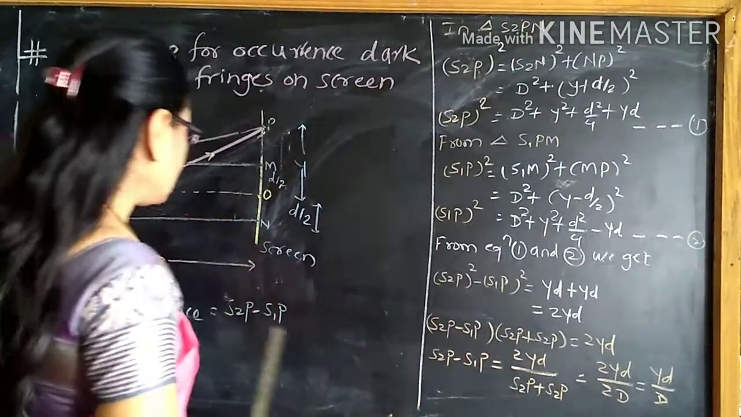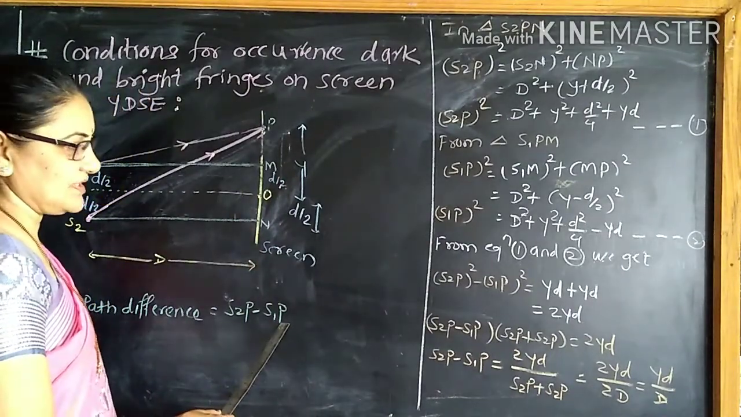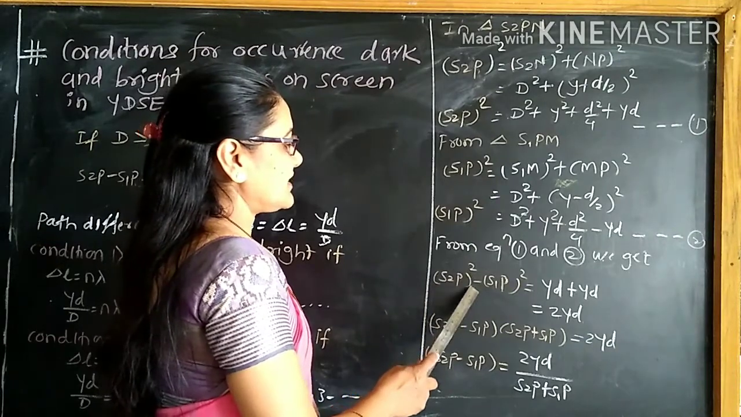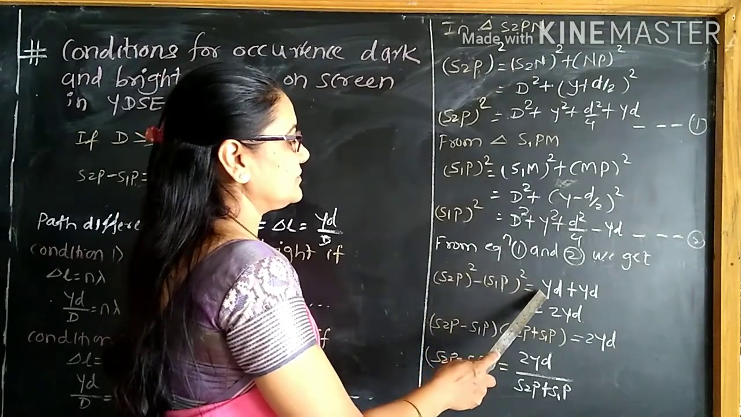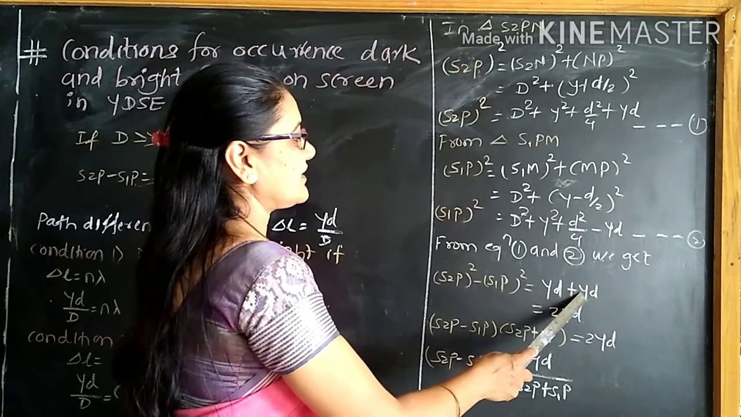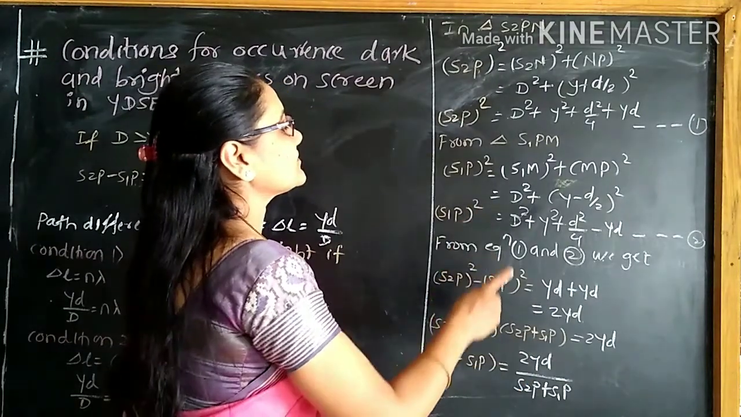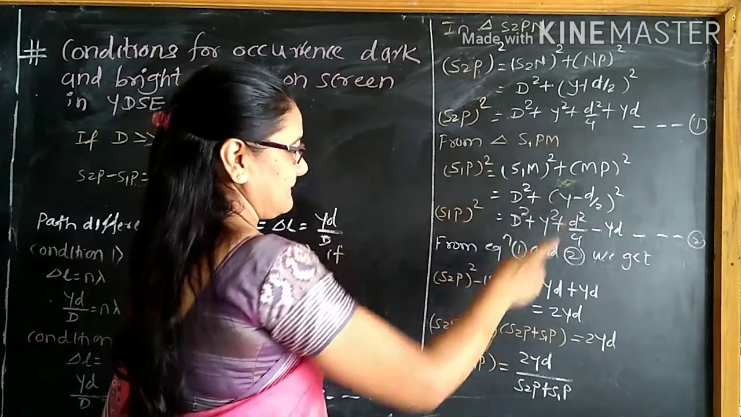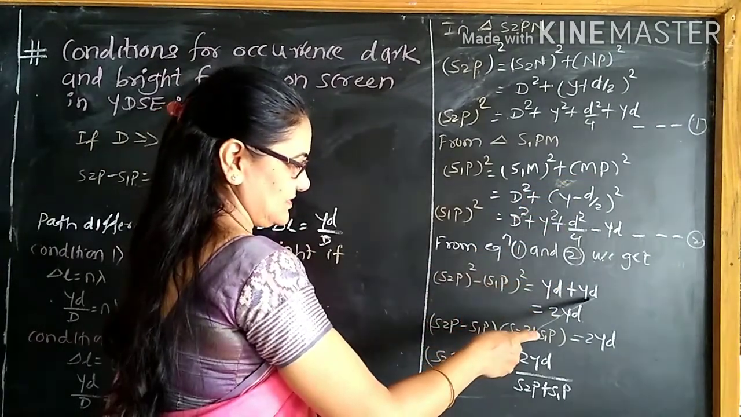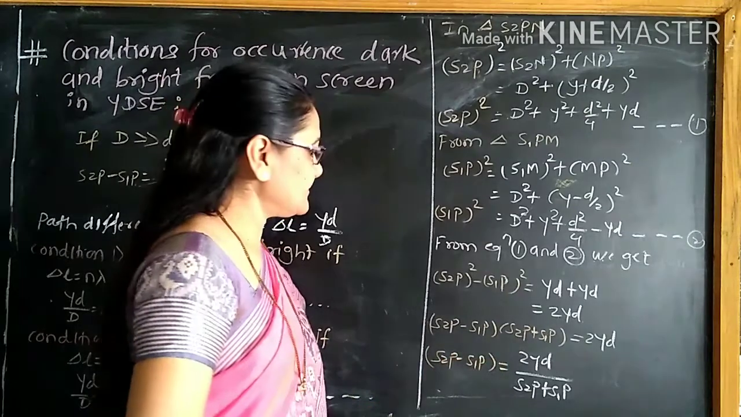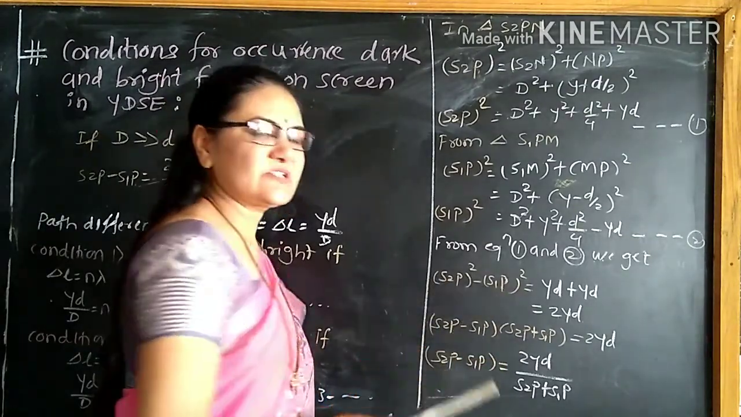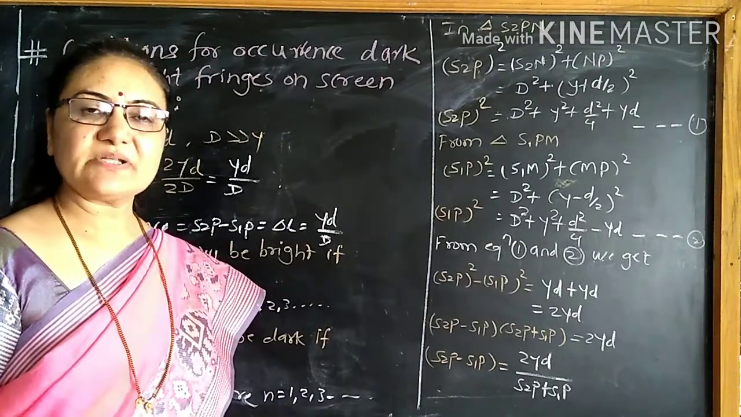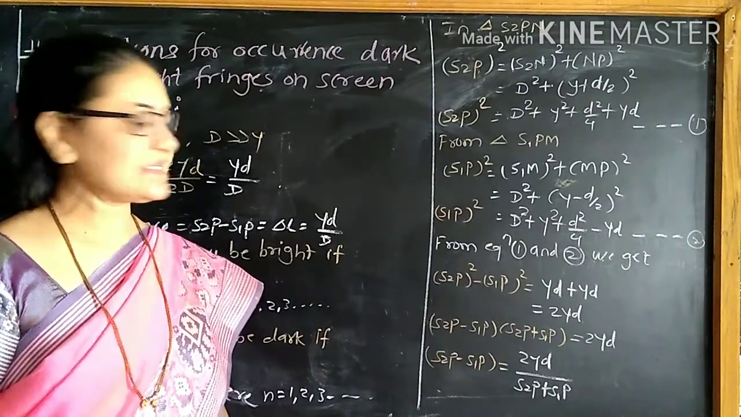Our aim is to find out S2P minus S1P. Look here, S2P square minus S1P square is equal to yd plus yd, because these get cancelled out, these get cancelled out, this gets cancelled out. Yd minus of minus yd is nothing but plus yd. This is nothing but an expansion, just like a square minus b square, and we know its expansion: a plus b in one bracket and a minus b in the next bracket.